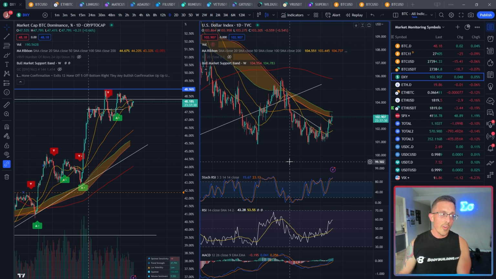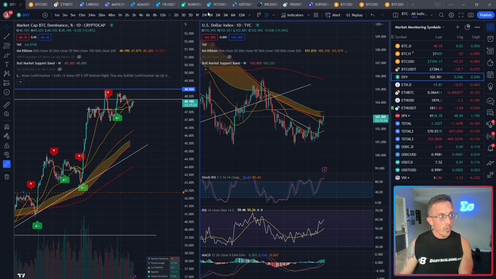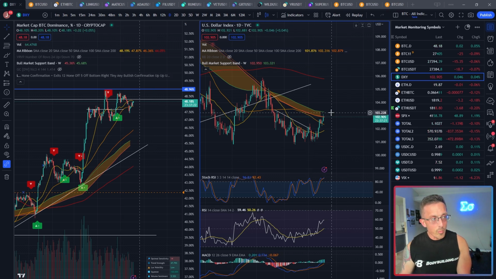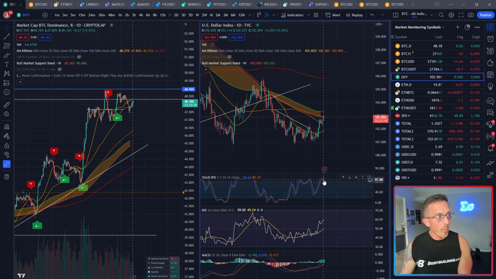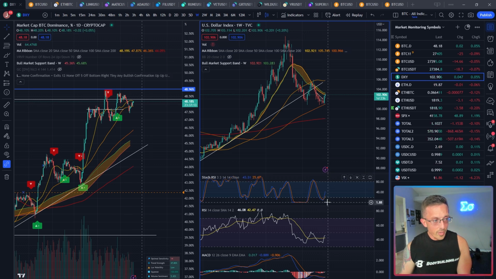Not really feeling confident about that right now. It's always better in a bear market to be holding Bitcoin or stablecoins. Also looking at the US dollar, it is approaching the bull market support band. We are overbought here on the 1-day RSI. We scroll out to the weekly RSI. It does have some room to the upside here on the weekly.